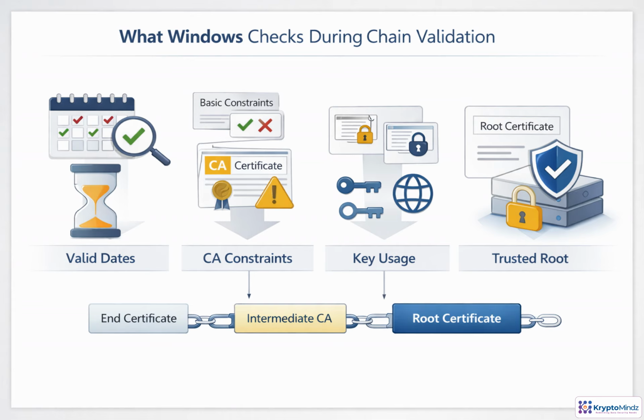After Windows builds a candidate chain, it runs a series of sanity checks. Each certificate must be within its valid time window. Every issuing CA must be marked as a CA and allowed to sign other certificates. Key usage and enhanced key usage must support what you're trying to do, like server authentication. And the root has to live in the appropriate trusted root store for that context.